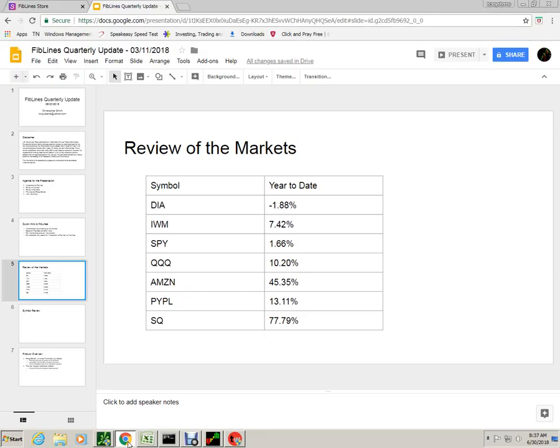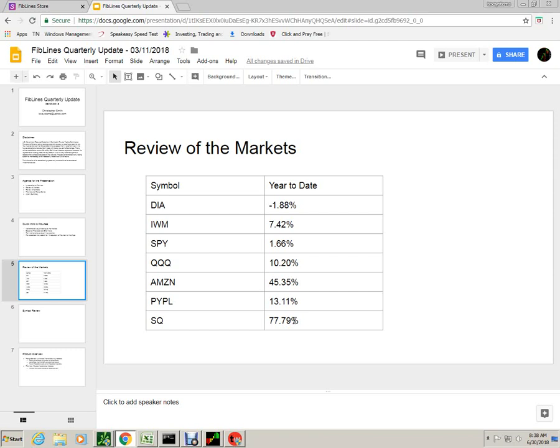That's just a monstrous move, but look at PayPal. Square is actually even more than Amazon. So if you watch my videos in the past, you'll know I've been a fan of PayPal, and actually had an entry a couple years back based on a deflection off of a red FibLines level, and did pretty well with that. Square up 77% year to date.